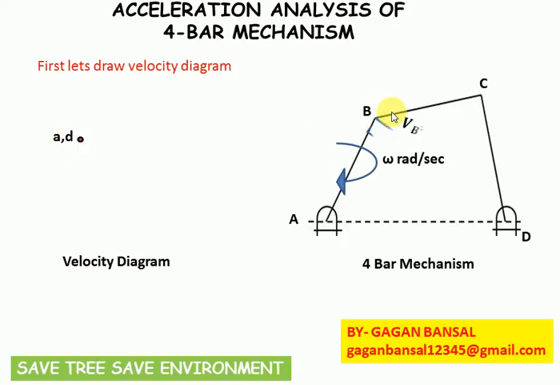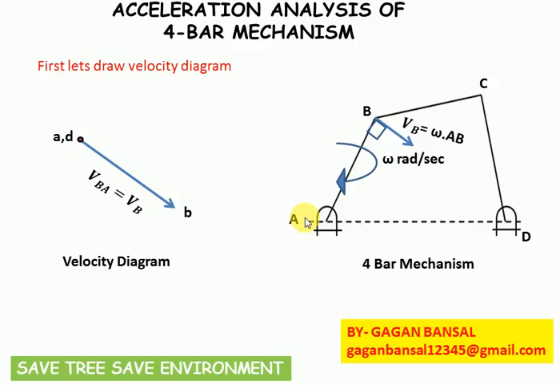Now the velocity of B with respect to A is perpendicular to AB, and its magnitude is omega of AB multiplied by the distance AB. So from point a, in the direction perpendicular to the link AB, draw a vector ab, which represents the absolute velocity of B, or the velocity of B with respect to point A, which is fixed.